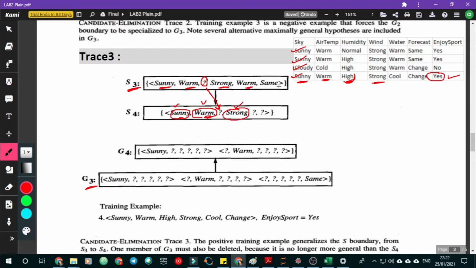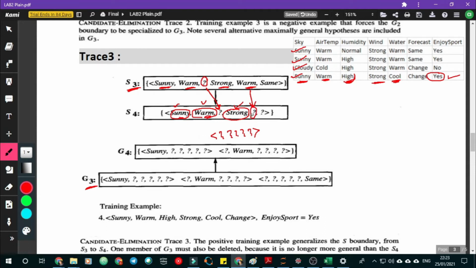Now warm is not same as cool. One more thing, this question mark will be here. I need to change it with question mark. Okay. Now warm with cool, both are different. So what I'm doing, I am changing the value of the specific to question mark, right?